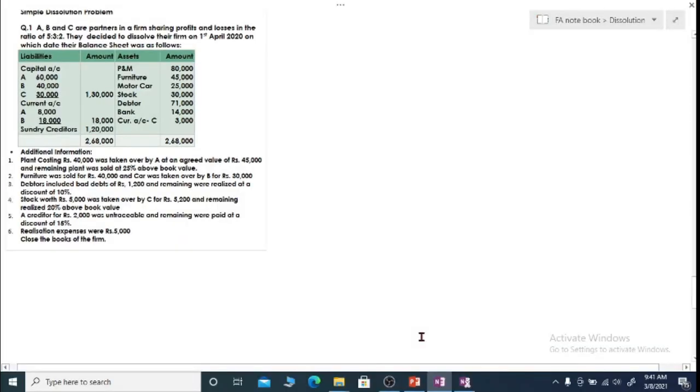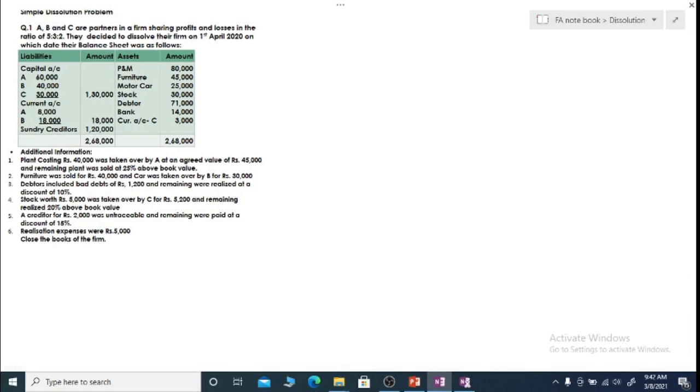Greetings everyone. In the last video we understood the procedure of closing the books of the firm in a simple dissolution problem. Today we are taking up a practical problem to understand the process. We know that we are to close the books through three main statements: realization account, partners capital account, and cash or bank account to check the mathematical accuracy.